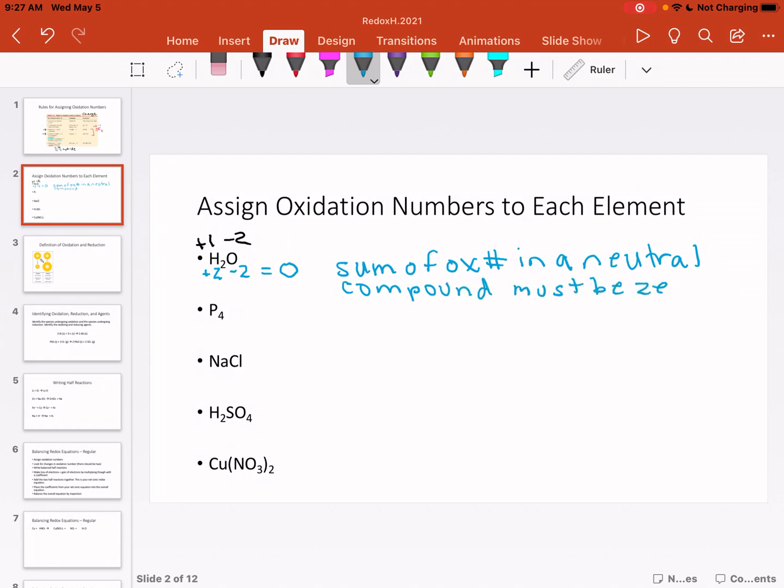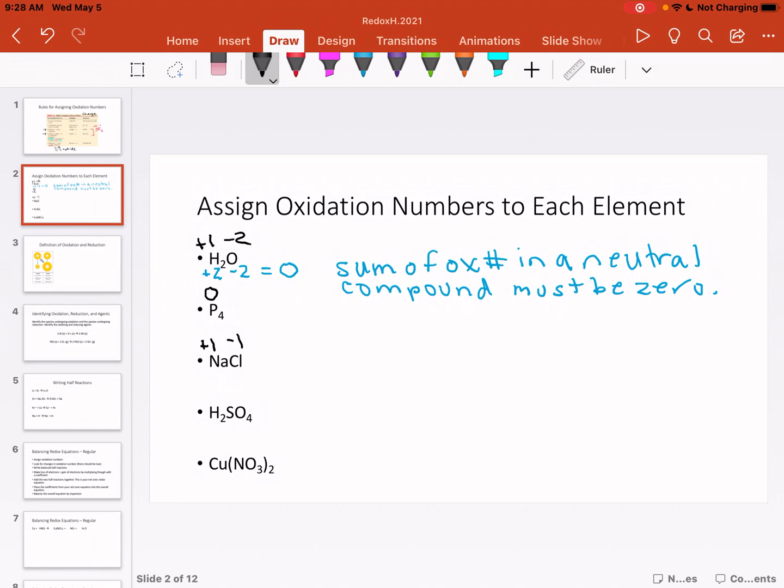So now let's look at that P4. P4, it's a standalone element. We just said everything has to add up to 0. If you're standing there all by yourself and you've got to add up to 0, guess what? You're 0. So here in this standalone guy, phosphorus is 0. We look at Na and Cl. Na being in group 1 is +1. So therefore our chlorine is -1 in that ionic compound.